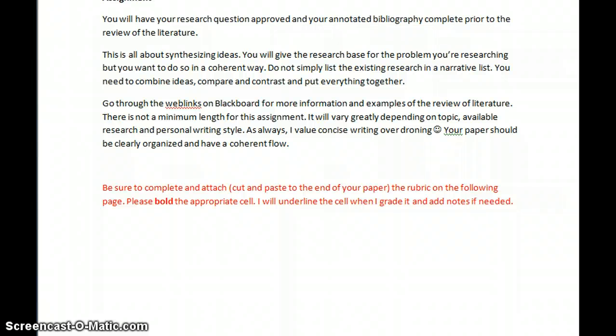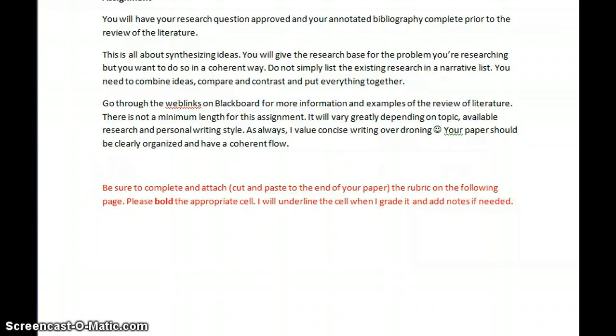This is probably going to be the assignment that you most want a minimum length. You're probably going to want to know how many pages. I don't know. The length of this assignment is going to depend on your topic, how much research you have, your personal writing style. I do value concise over droning. You don't get bonus points for having an extra long paper. If you can say it in 3 pages, I'd rather read it in 3 pages than 5. So be as concise as possible, but make sure you make your connections.